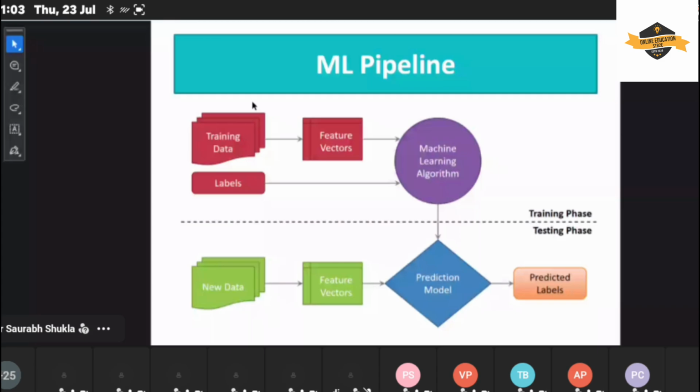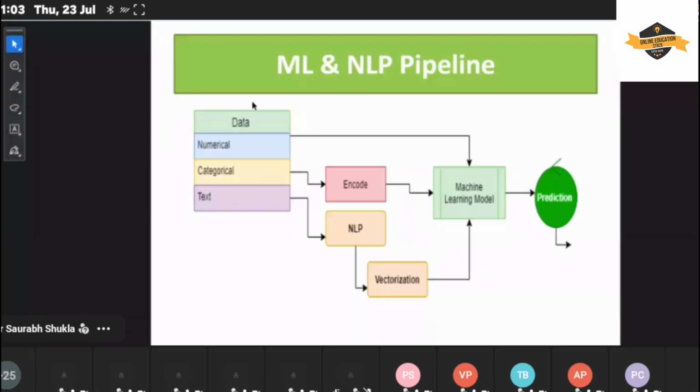If you look at the machine learning pipeline, we have some training data and a feature vector, and a machine learning algorithm which predicts the results. Sometimes there are differences between the actual and predicted results. We need to reduce that error. For a neural network, we can use backpropagation, adjusting the weights. So this is the general structure of a machine learning pipeline. And data can be structured or unstructured, numerical, categorical, or textual.